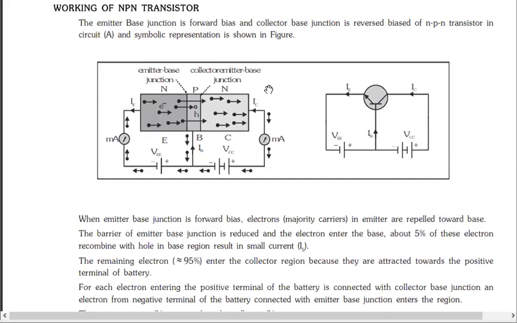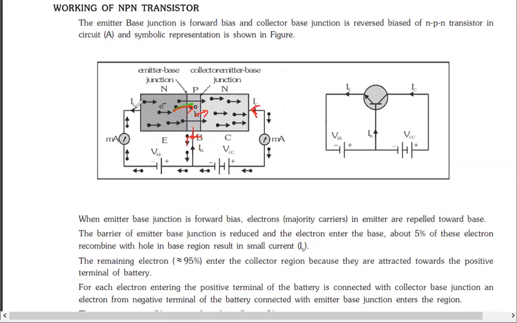What is the relationship between collector current IC, emitter current and base current? Think about it. What will be the direction of electron? Electrons move from emitter to base, and then base to collector. So the current will flow from collector to base, in the opposite direction of the flow of electrons.